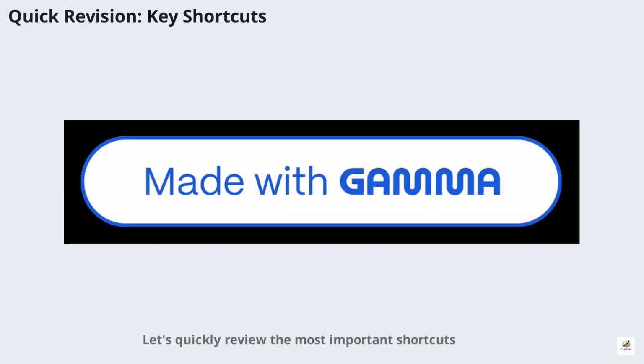Let's quickly review the most important shortcuts. Use the LCM times HCF relationship to find missing values, digit sum for divisibility by 9 and 3, cyclicity for unit digits, and digital root for verification. Mastering these shortcuts will help you solve problems faster and more accurately.